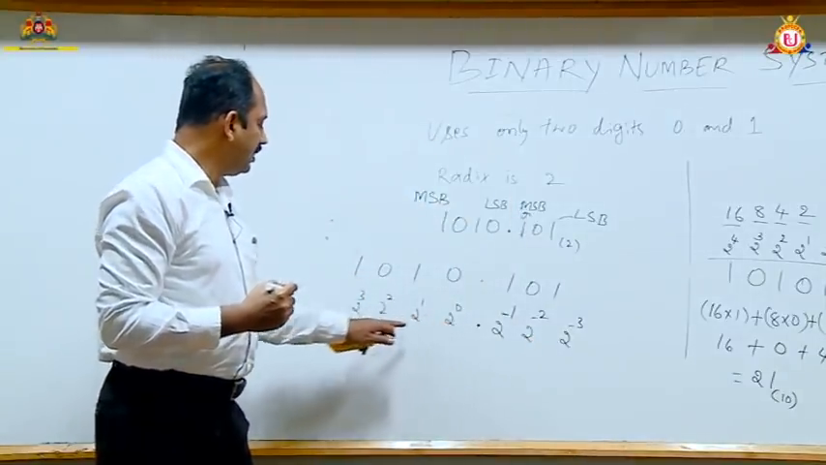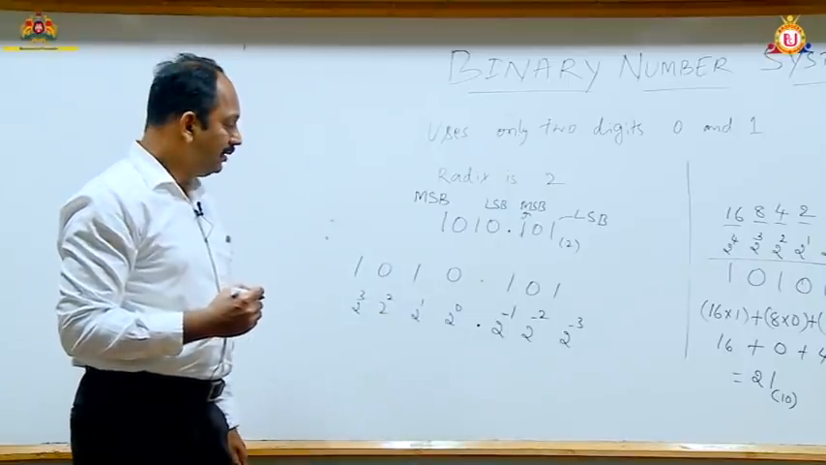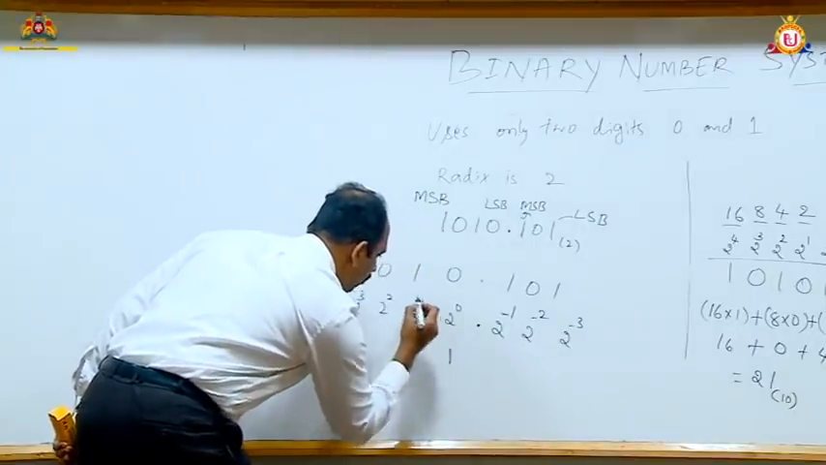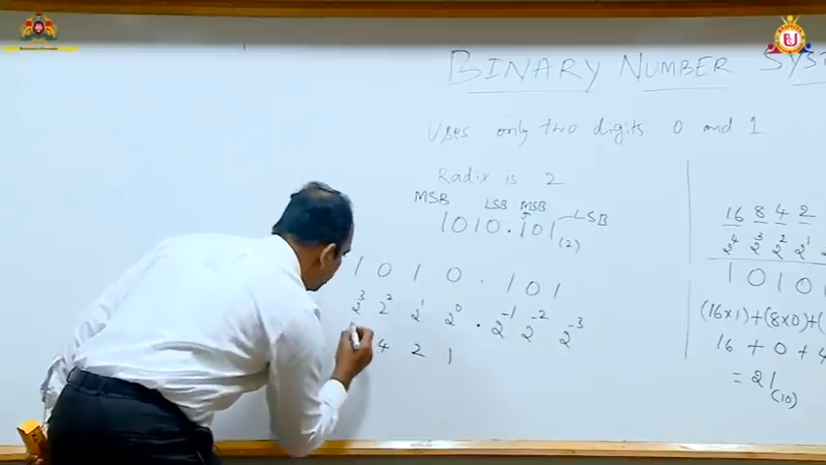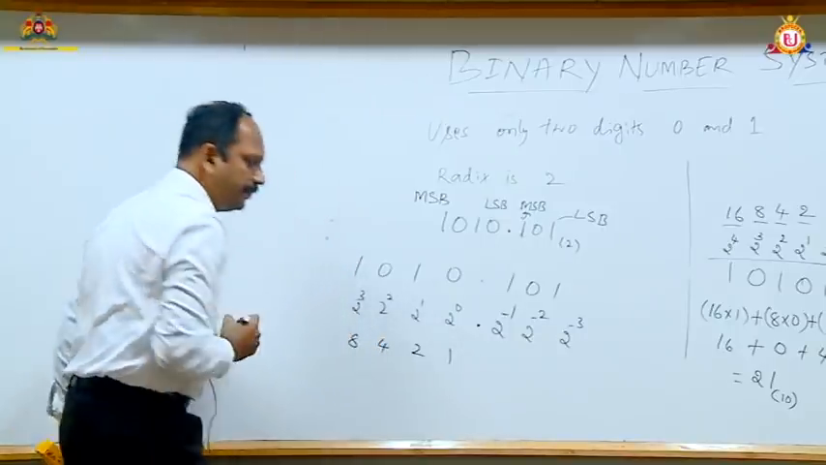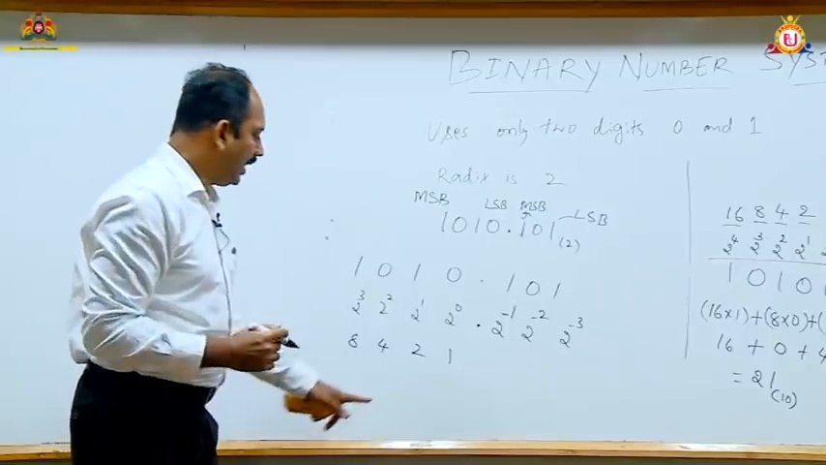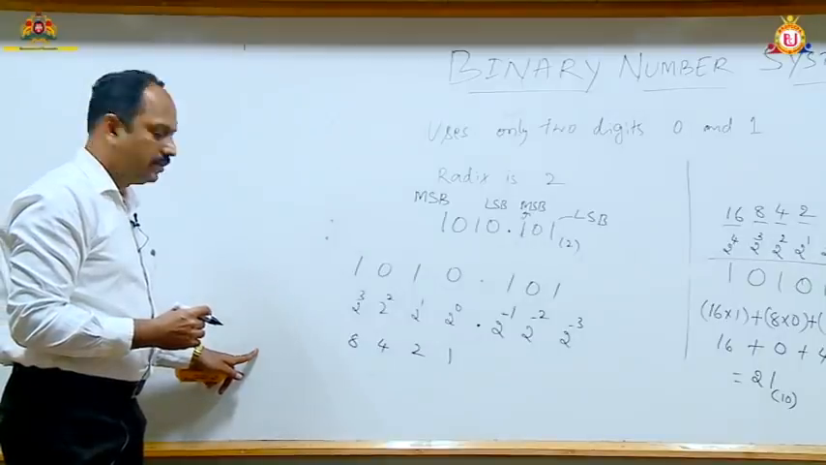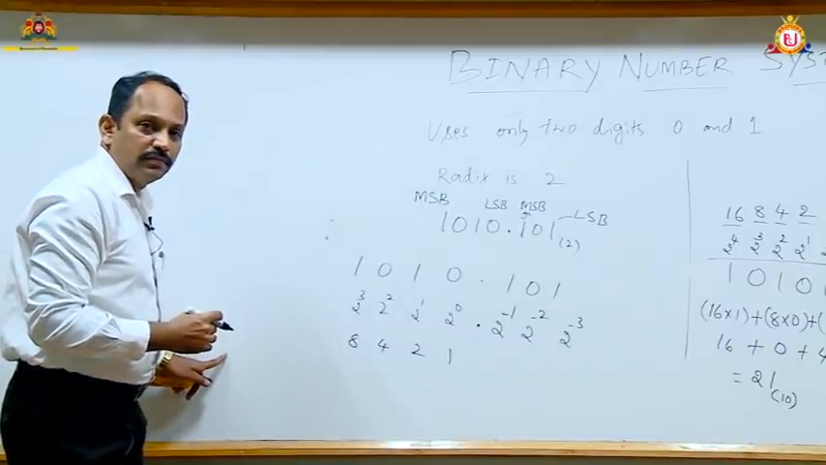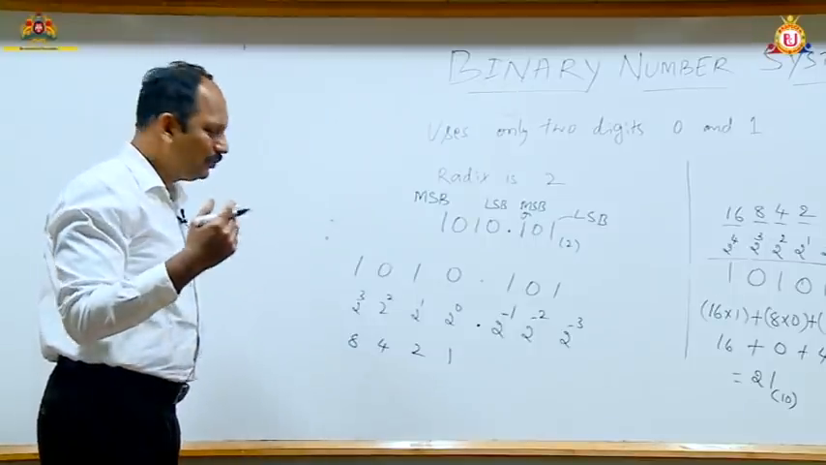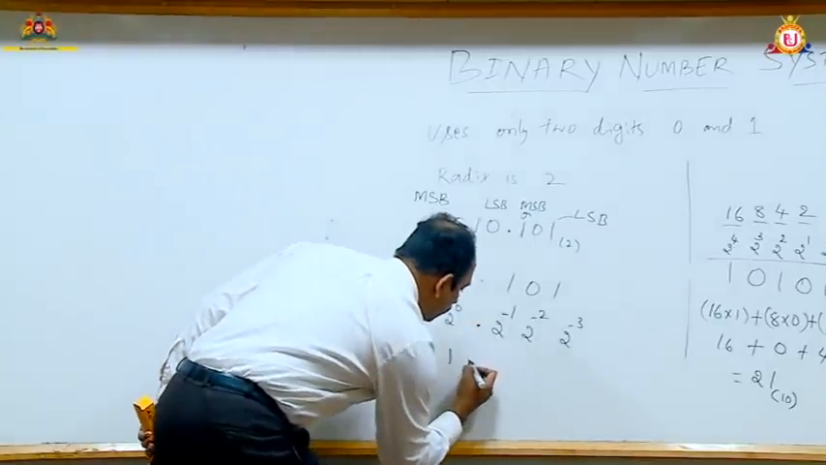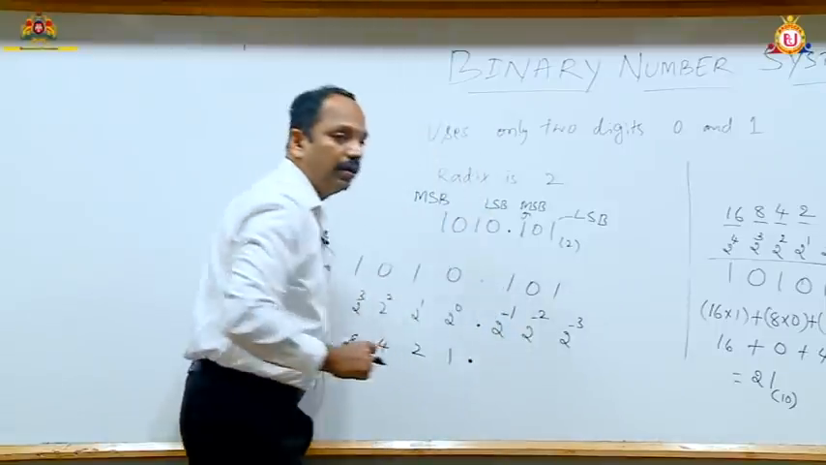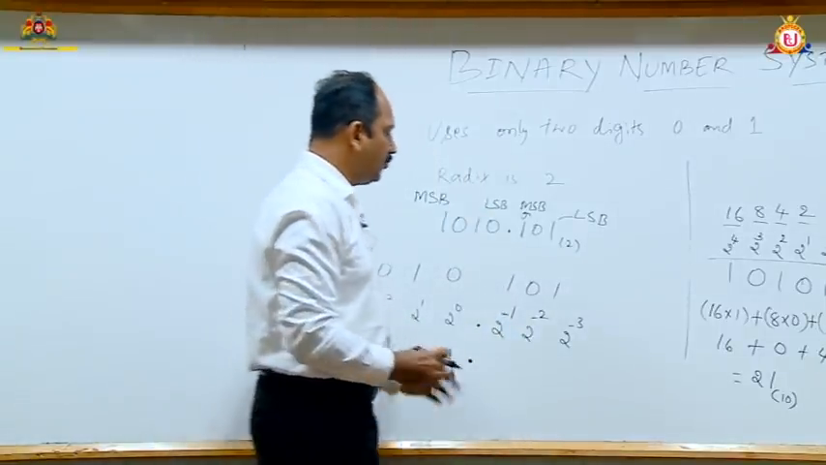Now you know the positional values in decimal. What is 2 to the power of 0? 2 to the power of 0 is 1, 2 to the power of 1 is 2, 2 to the power of 2 is 4, 2 to the power of 3 is 8. This you know now. Remember the pattern: 1, 2, 4, 8, 16, 32, 64. Like that it goes on. Multiples of 2. Now, some of you find difficulty in calculating 2 to the power of minus 1. How do we calculate 2 to the power of minus 1?